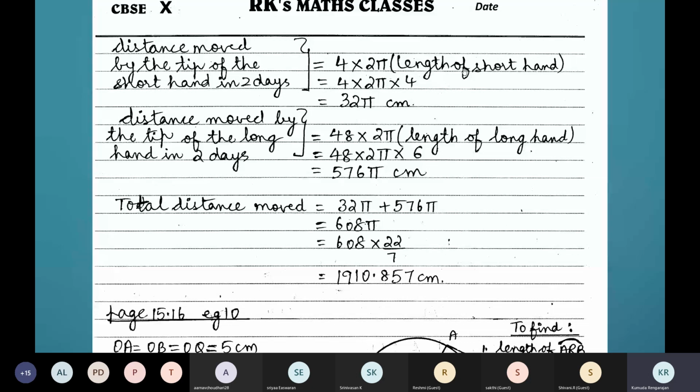Children, this is 2 pi r. Am I audible? Yes, ma'am. So this is 2 pi r. Instead of r, I've written length of short hand here. It's not in brackets: 4 into 2 pi r, where for r I've written the length of short hand. And here 2 pi capital R, the length of long hand. Instead of R, I've written the length of long hand. The presentation can be different, but this is what it is.